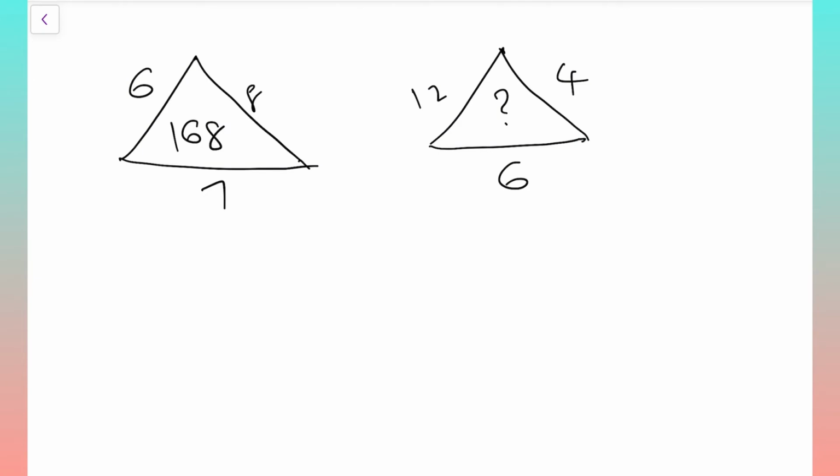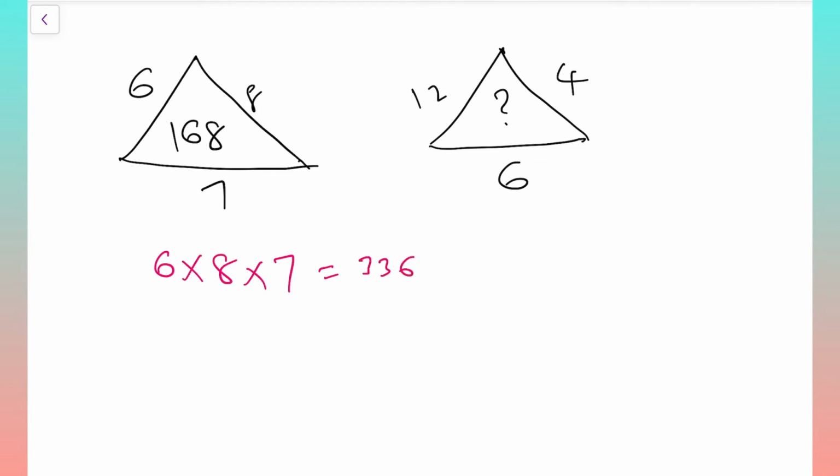Okay, the next question is, outside of the triangle we have some numbers and inside of the triangle we have one number. So first for the outside numbers I will go with addition. 6 plus 8 is 14, 14 plus 7 is 21. 21 and 168, there is no relation. Next I will do multiplication of all the outside numbers. 6 into 8 into 7. 6 eights are 48. 48 sevens are 336.